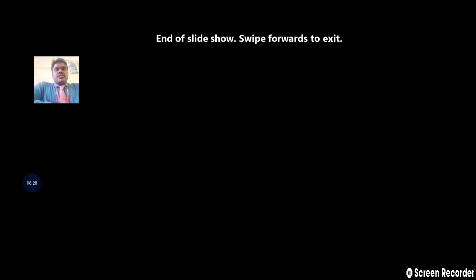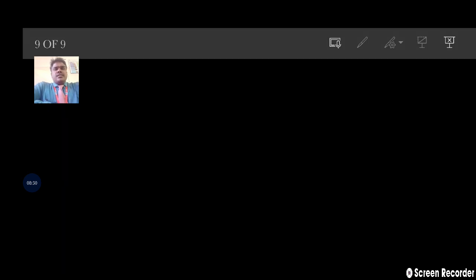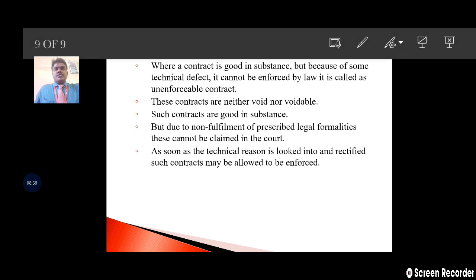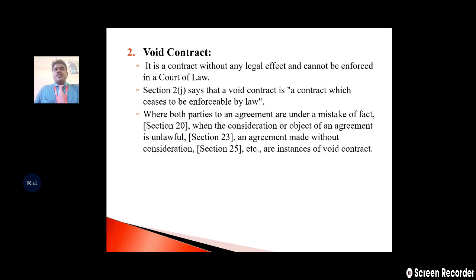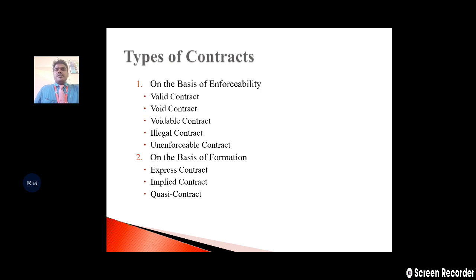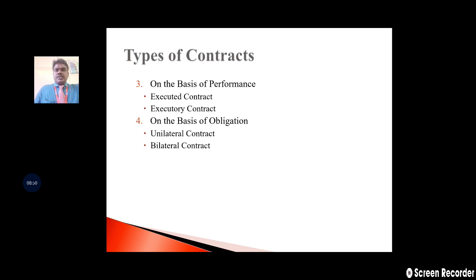Thank you very much. In this video, we discussed the types of contract. Types of contract has four types: on the basis of enforceability, on the basis of formation, on the basis of performance, and on the basis of obligation. We discussed the basis of enforceability. In the next video, we will discuss the basis of formation, the basis of performance, and the basis of obligation.